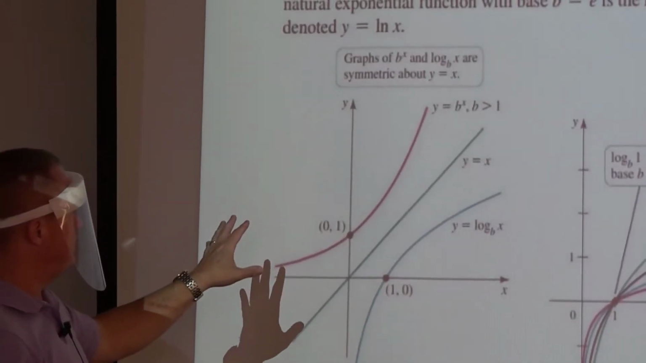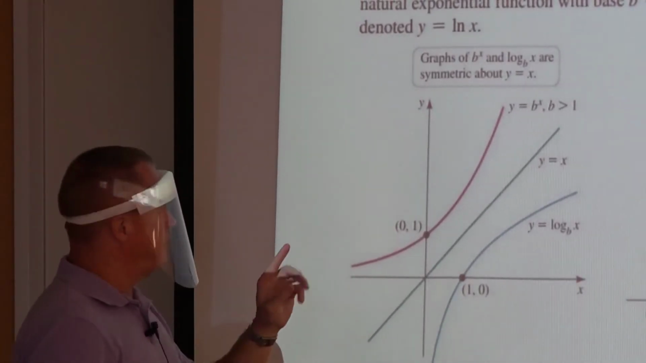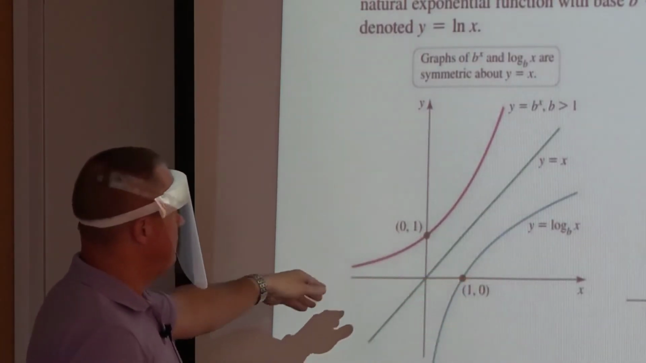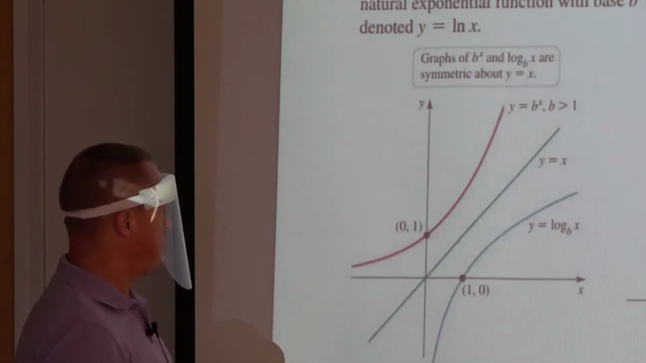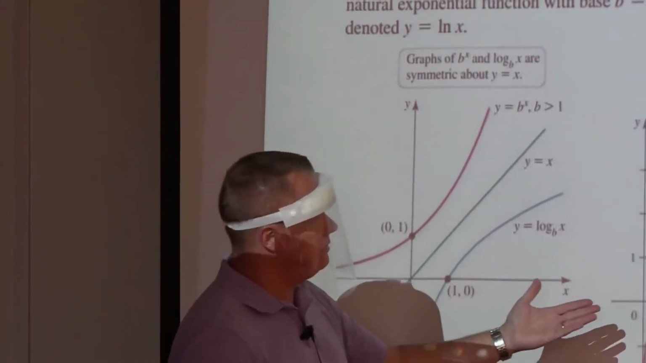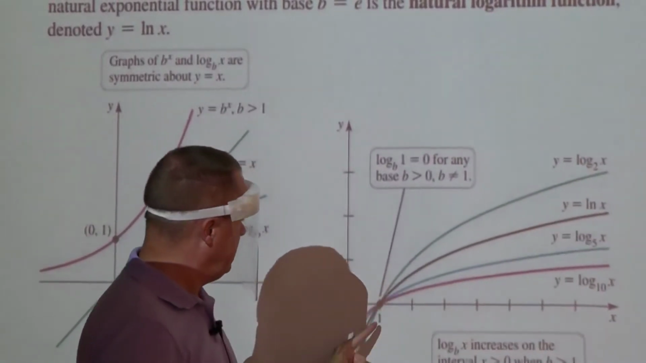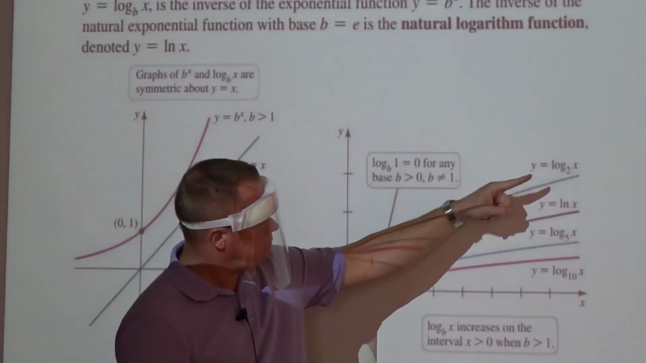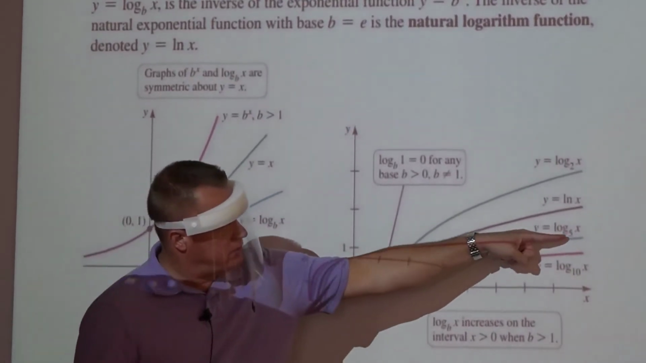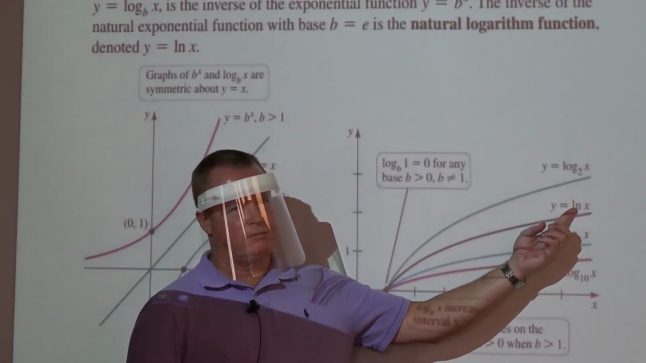So the exponential function has a y-intercept at 1. The logarithmic function has an x-intercept at 1. The exponential function has a horizontal asymptote at y equals 0, which is the x-axis. The logarithmic function has a vertical asymptote, which is the y-axis at x equals 0. Okay? And then the same kind of thing goes on here with your bases. If you've got log base 2, then that would go up where this green one is. Log base 5, same shape, just stretched a bit, would be through there. And then log base 10. And then what would be the base of natural log?